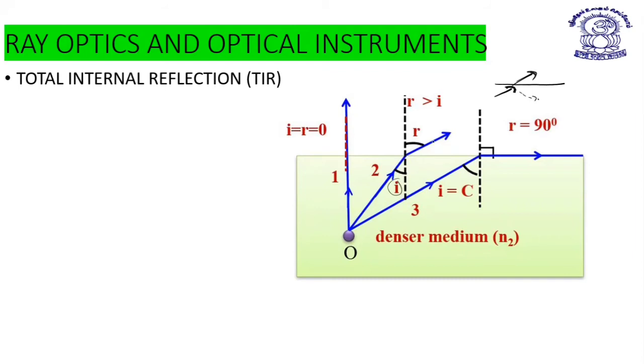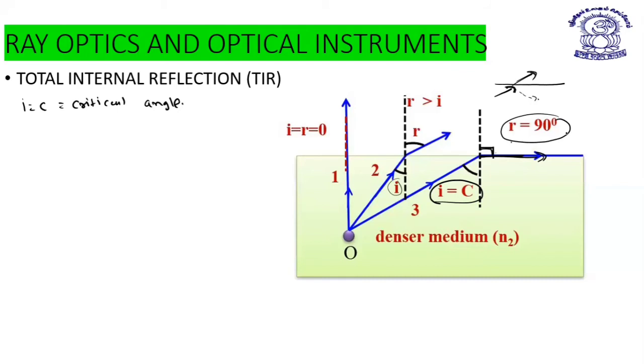So this refracted ray is refracted at angle R. Now, if we keep increasing the angle of incidence, at a certain angle of incidence, the refracted ray will make an angle of 90° with the normal. That means the angle of refraction will be 90°. This angle of incidence at which we get an angle of refraction of 90° is called the critical angle. Here I equal to C is called the critical angle.